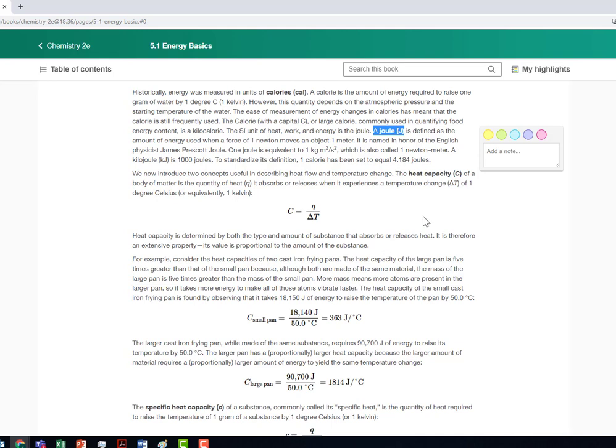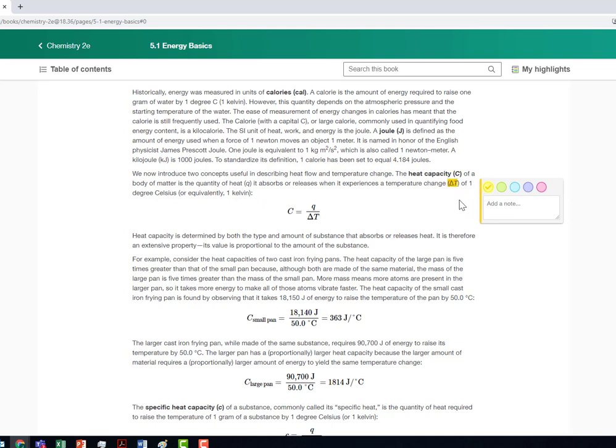So for heat, we measure heat with something called a heat capacity, and this is the amount of heat that something can absorb in terms of how much its temperature changes. So heat capacity is the amount of heat to change the temperature by a given amount. So I want to talk a little bit about how we're showing this.